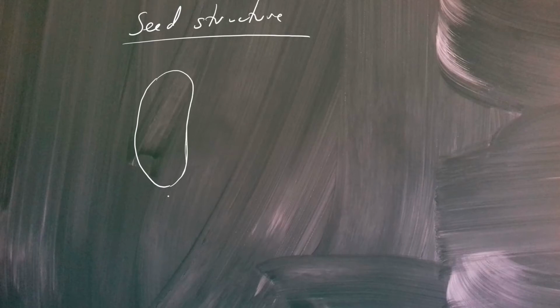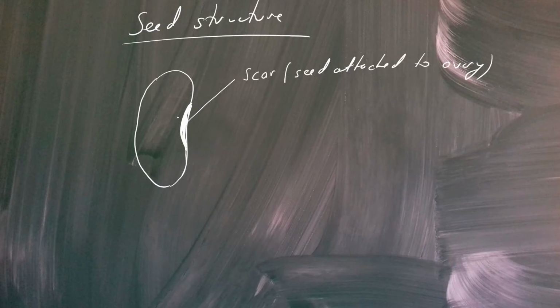Okay. And what you have over here, this is the place. Usually this part is a little bit whitish here. And this is, as we know, called the scar. It's like the place where this seed was attached to the ovary. Okay, seed attached to ovary. Okay, so that is the place.